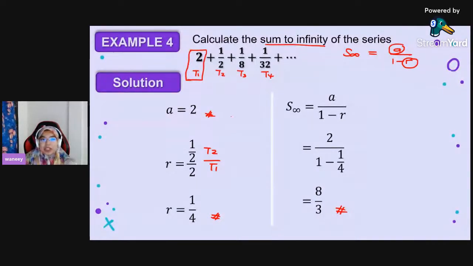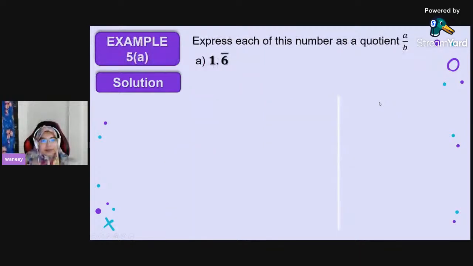Okay, so that is basically how we are going to calculate the sum to infinity. Okay, done. Next. Okay, so now express each of these numbers as a quotient.